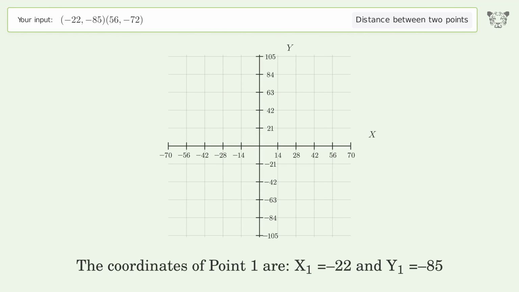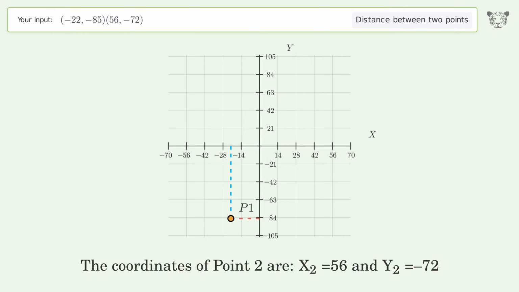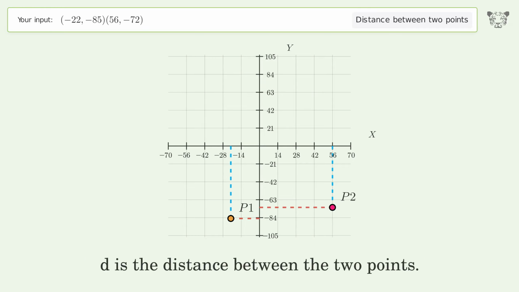The coordinates of point 1 are x1 equals -22 and y1 equals -85. The coordinates of point 2 are x2 equals 56 and y2 equals -72. D is the distance between the 2 points.